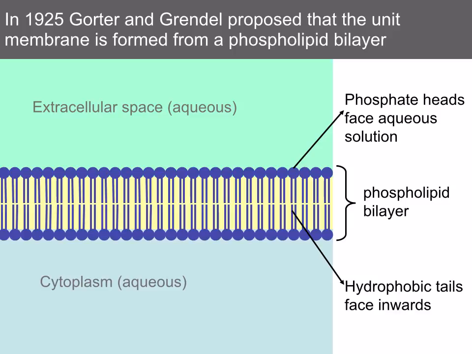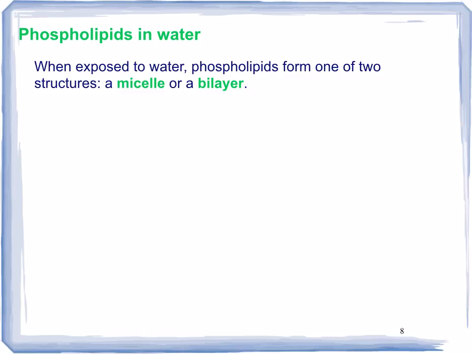Now in 1925, Gorter and Grendel proposed that the unit membrane is formed from a phospholipid bilayer. What does this mean? Well, you've got one layer of phospholipids with the hydrophilic heads pointing inwards towards the cytoplasm, and the other layer of phospholipids with the hydrophilic heads pointing outwards towards the water which surrounds the cells. The hydrophobic tails of both layers are pointing towards the center of the membrane. Now, the more saturated these tails are, the more fluid the membrane is, which we'll look at in a little bit.